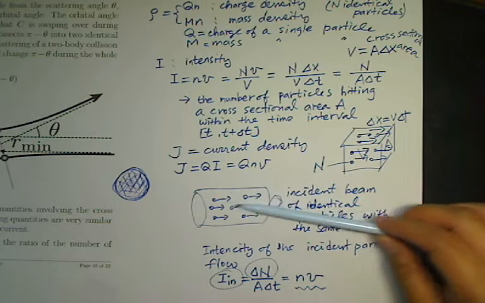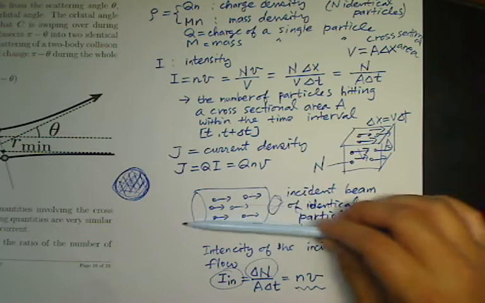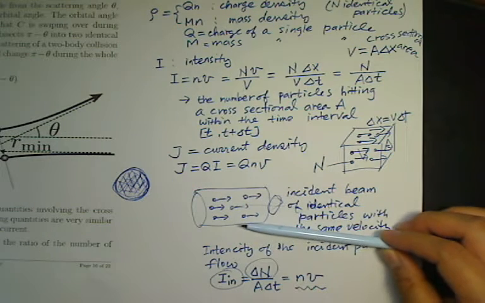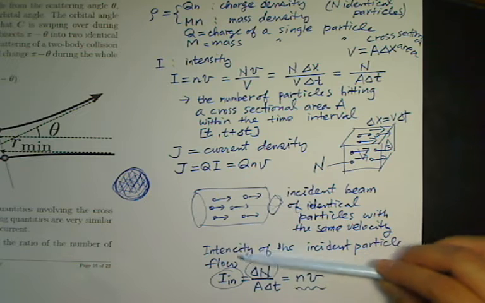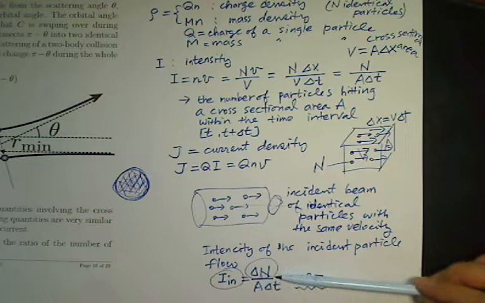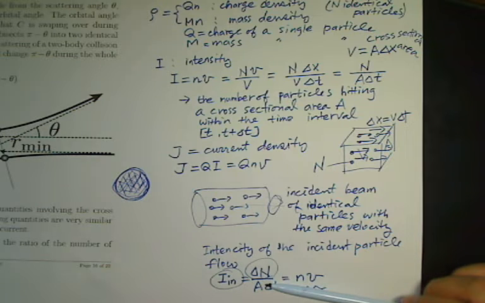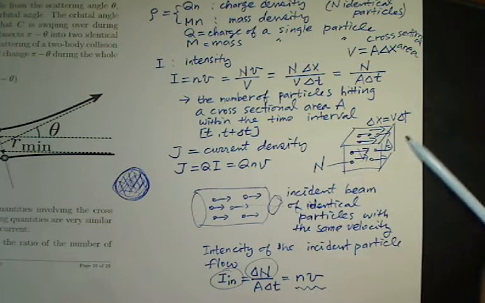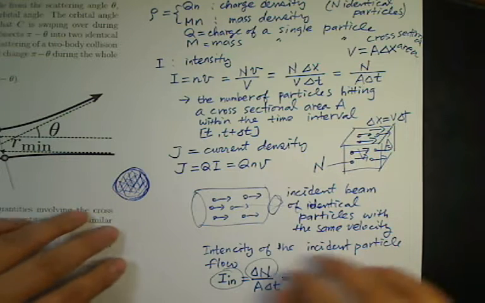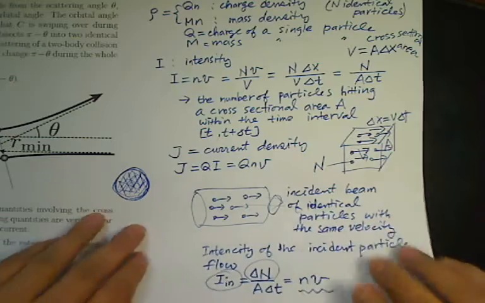Let us consider your shooting flow of incident particles. The intensity of the incident particles in this collision is the number of hits per unit time per unit area. That is the intensity of the incoming flow. The intensity of the incoming particle flow should be prepared uniformly.